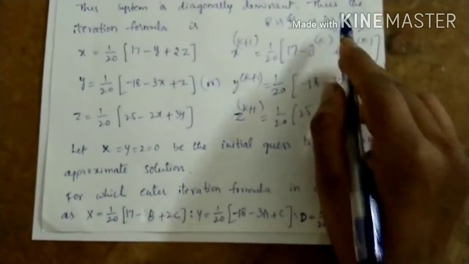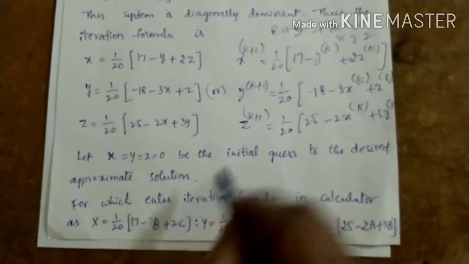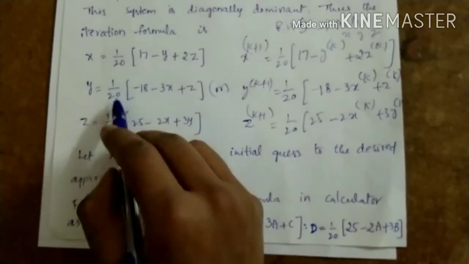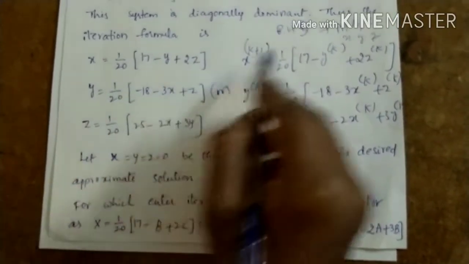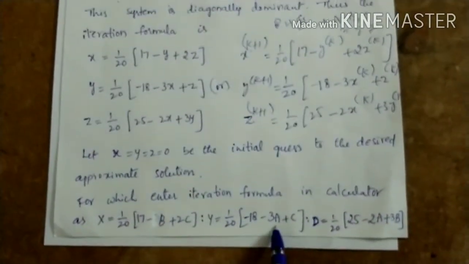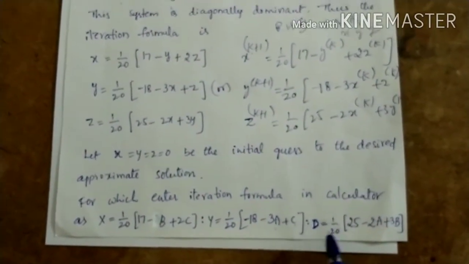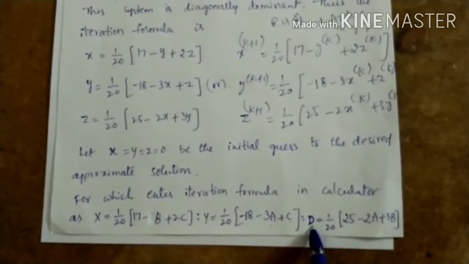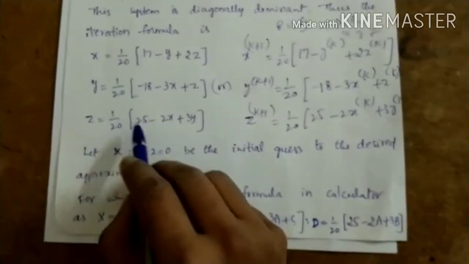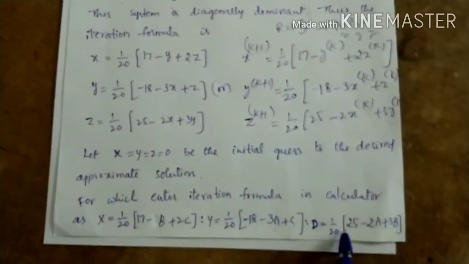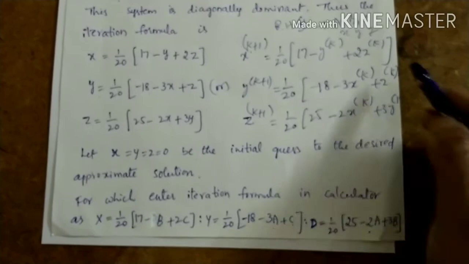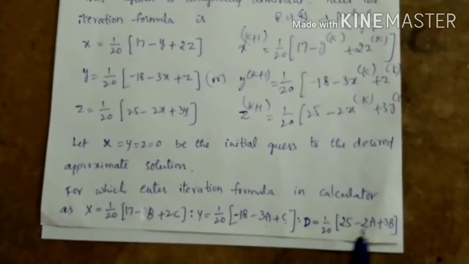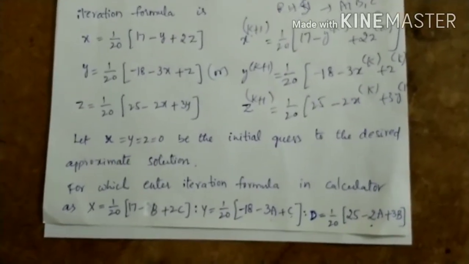So in place of y we use B, plus 2z is nothing but 2C, colon, capital Y equals 1 by 20 into minus 18 minus 3x, in the sense 3A, plus z is C, colon, D. As z is not available, in place of z I am taking capital D. D equals 1 by 20 into 25 minus 2x, in the sense 2A, plus 3y, 3B. This is the iteration formula that we need to enter in the calculator.